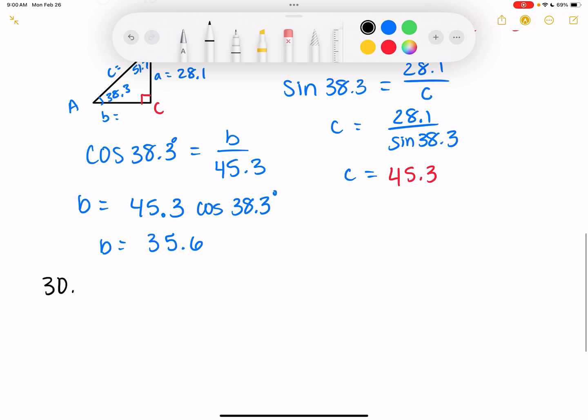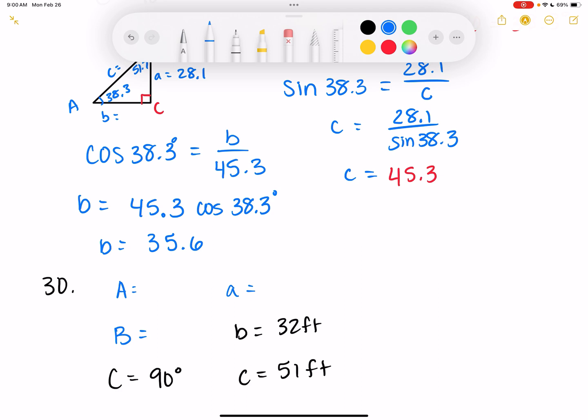I'm going to go ahead and set this up, but they give us side B is 32 feet. Side C is 51 feet. And we also know, still in the same section of problems, that angle C is 90 degrees. So I need to find angle A, side A, and angle B.